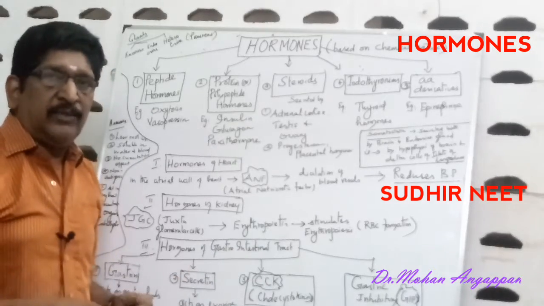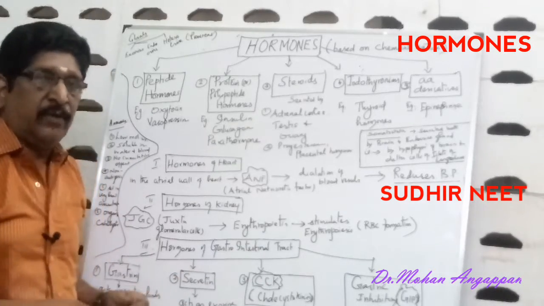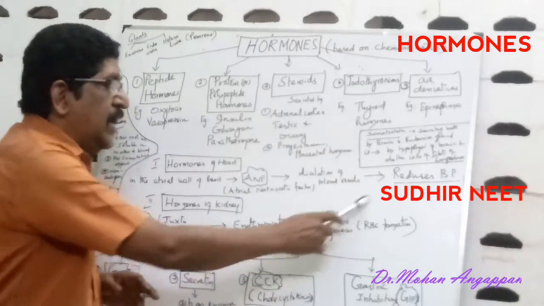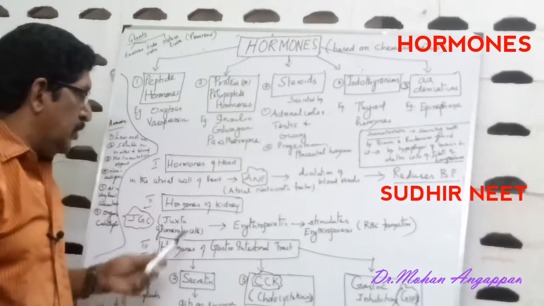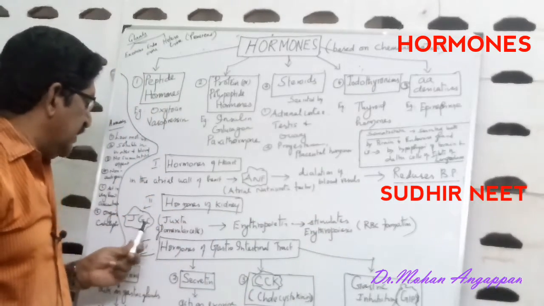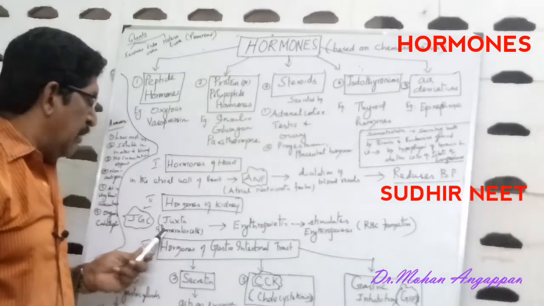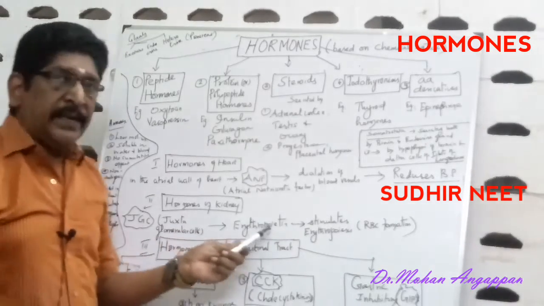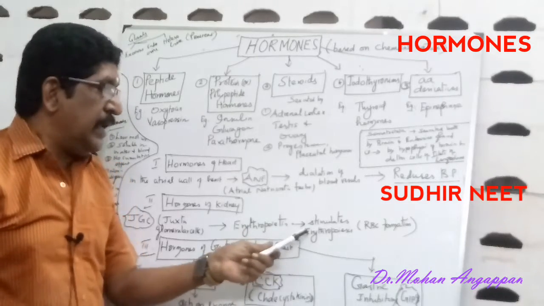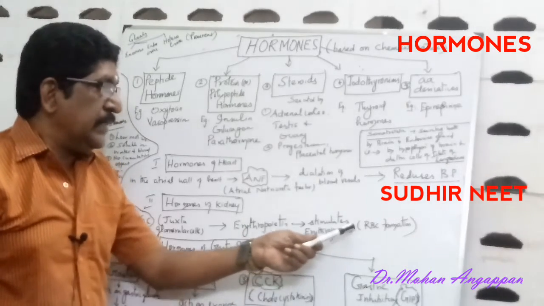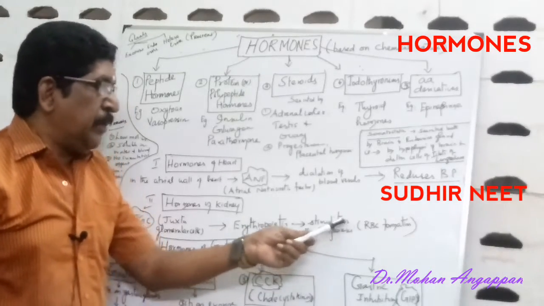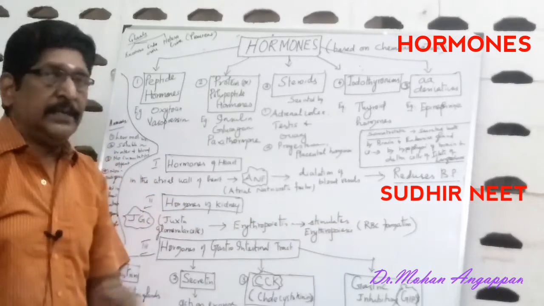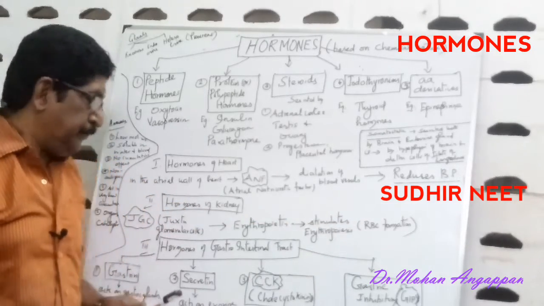What do you mean by erythropoiesis? Already seen in RBC formation. Erythropoiesis is the RBC formation. So the hormones of kidney, JGC, juxtaglomerular cells, produce erythropoietin, which stimulates the erythropoiesis. And then what is the process? That is the RBC formation. It helps in the RBC, erythrocyte formation.